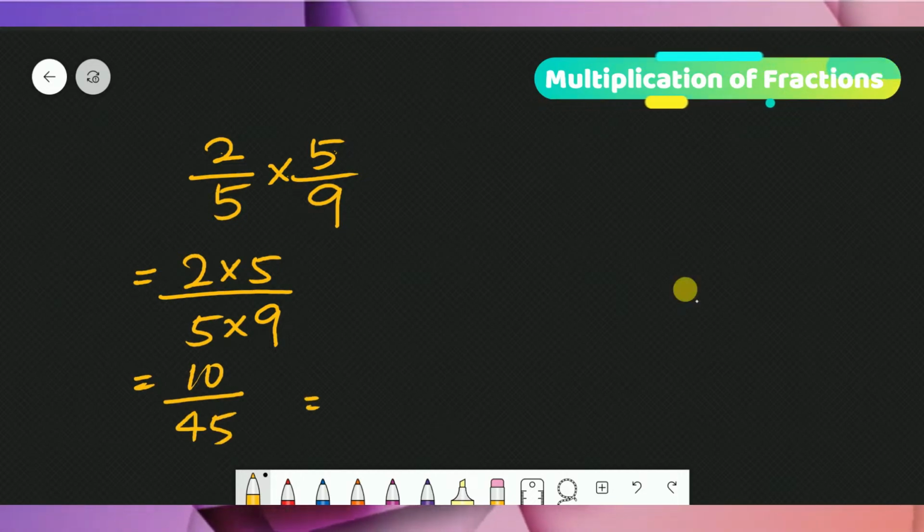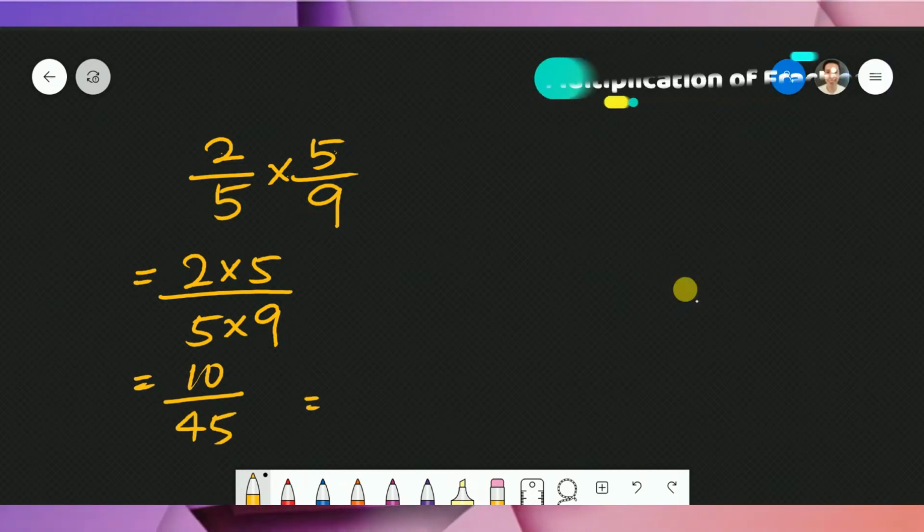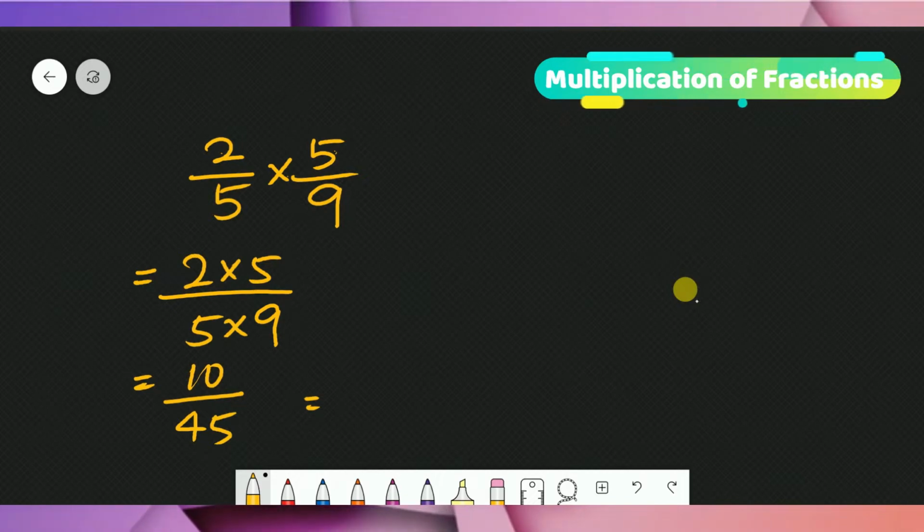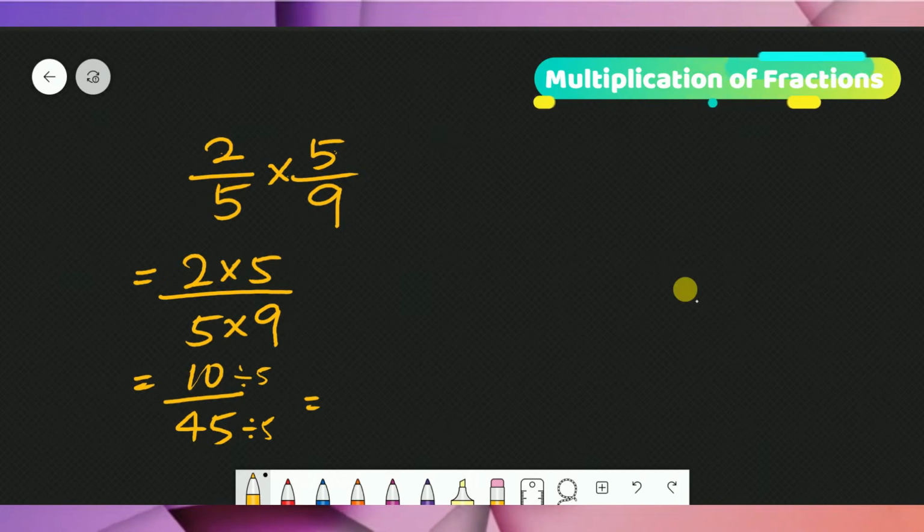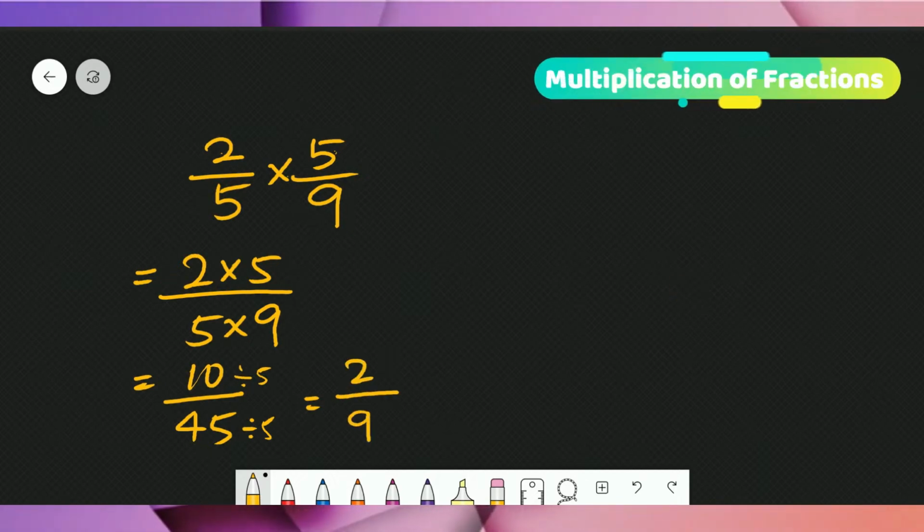And next, we can make it smaller, right? We can simplify these two numbers. As we know, these two numbers can be divided by 5, right? So 10 divided by 5 will be 2. 45 divided by 5 will give you 9, right? So eventually, the answer will be 2 over 9.